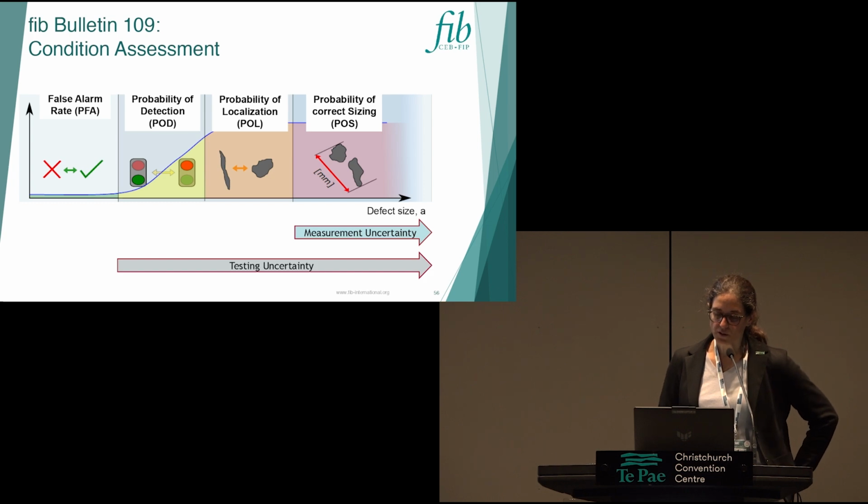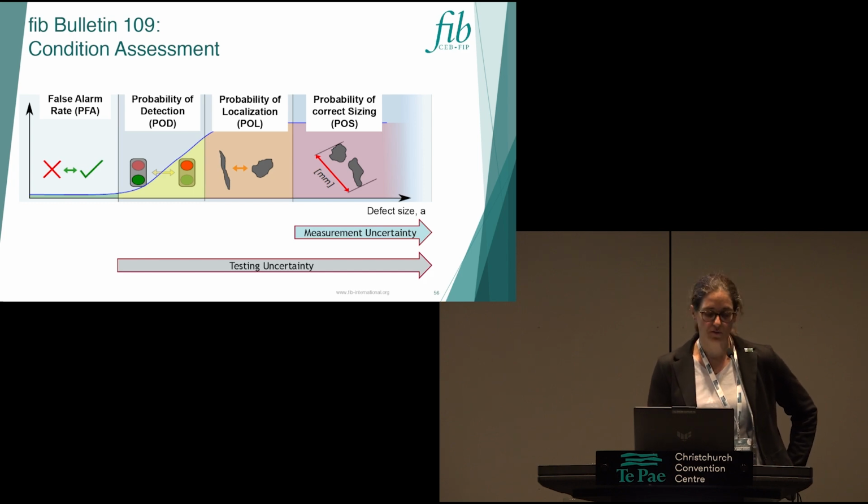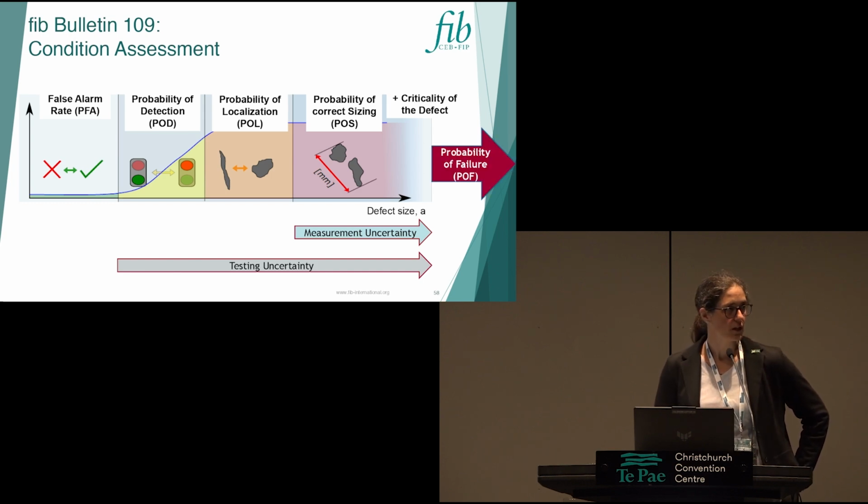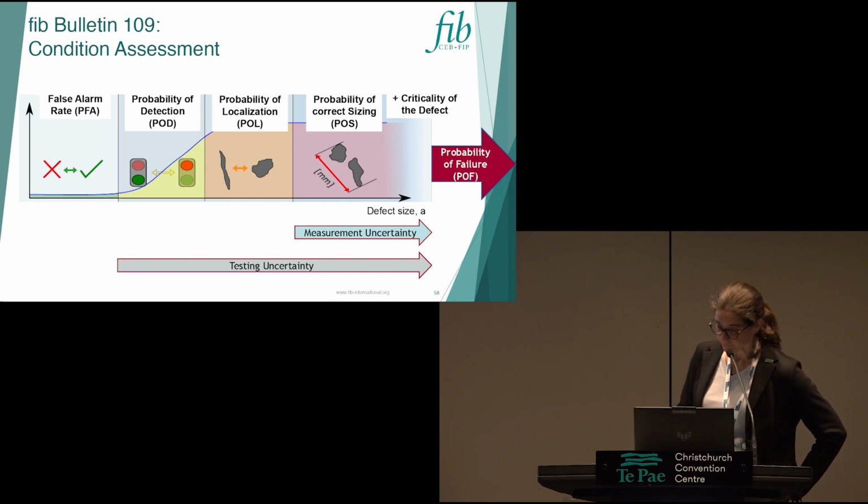But even so, we do know now what kind of defect we have, what is the size, what is the shape, what is the location of the defect. We also need to know what is the criticality of the defect. And then we are able to calculate the probability of failure. And this is something which probably has not been done at our bridge in Dresden.